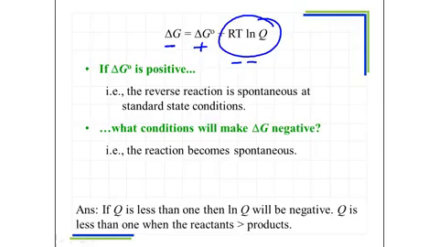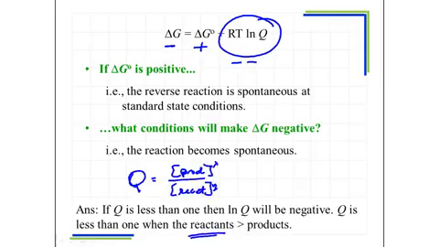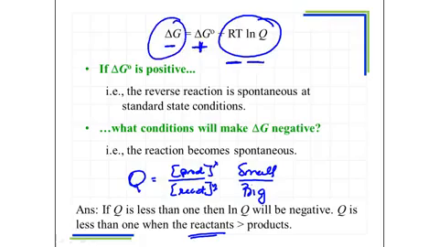So how do we make Q less than 1? Well, once again, we remember that Q is products over reactants, raised to the power of their coefficients. As long as you have a lot of reactants, so this is a big number, and this is a small number, so products is smaller than the reactants, then you're going to have a number less than 1, and as long as it's small enough, this natural log of Q would get negative enough that we would have more negative than we have positive, and that would make my non-standard delta G negative, and we can force this reaction to become spontaneous in the forward direction.